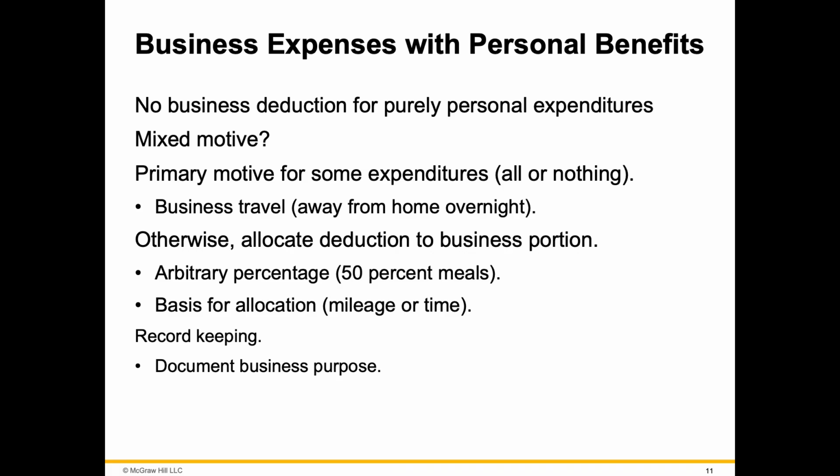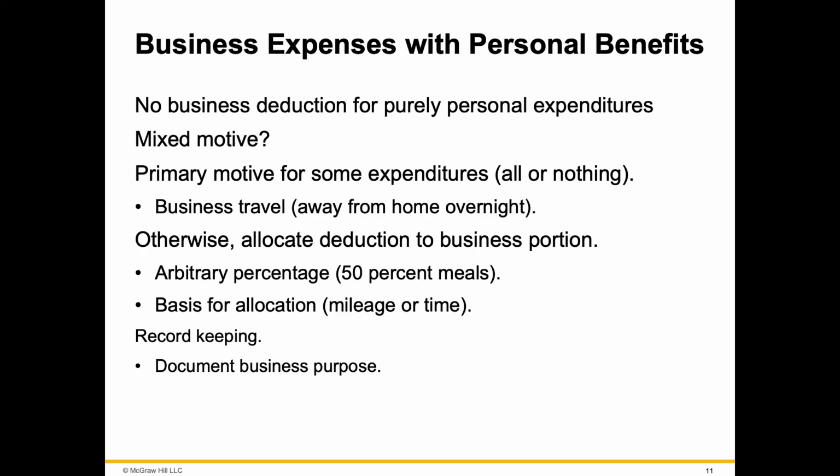Some expenses have both personal and business purposes. So a trip that combines both business meetings and vacation time. In these cases, only the business portion is deductible. Mixed motive expenses require careful documentation to differentiate the business related and personal portions.